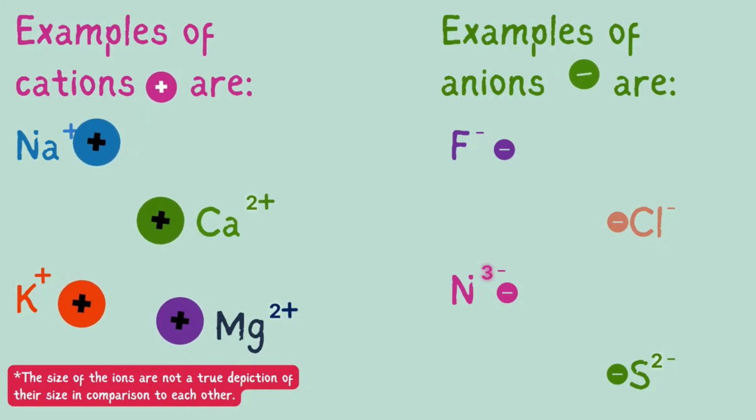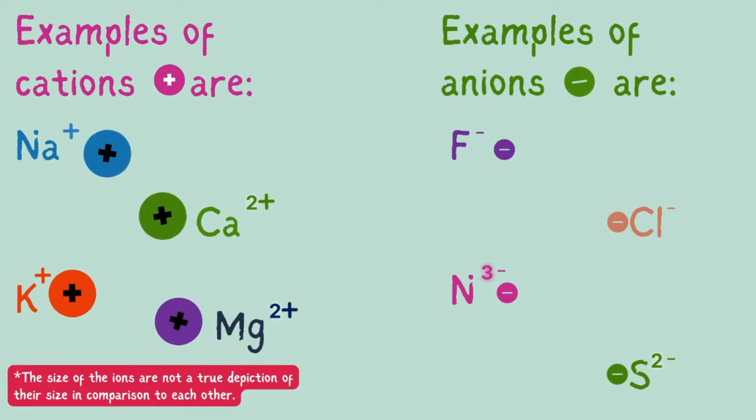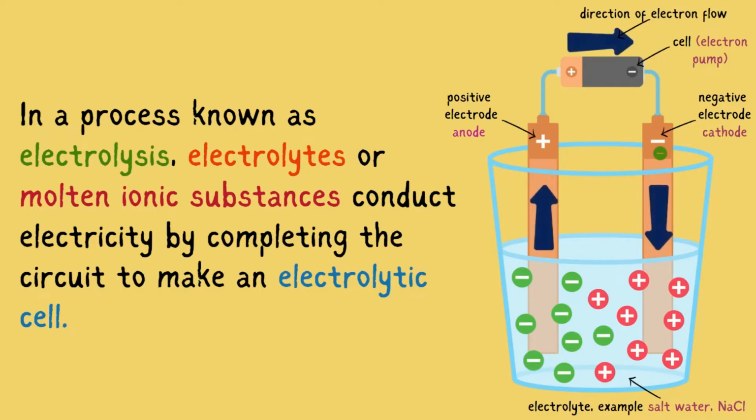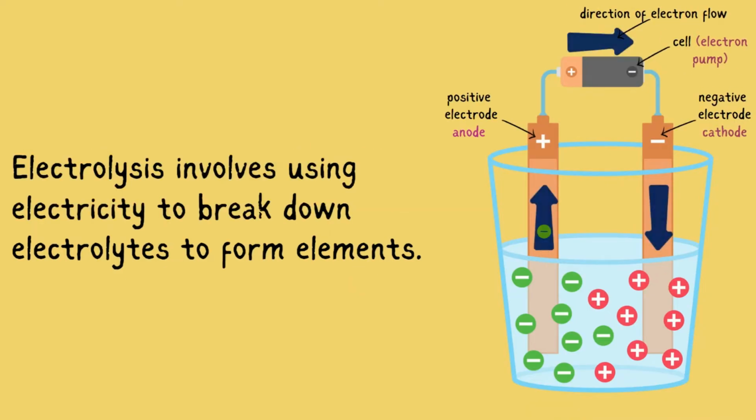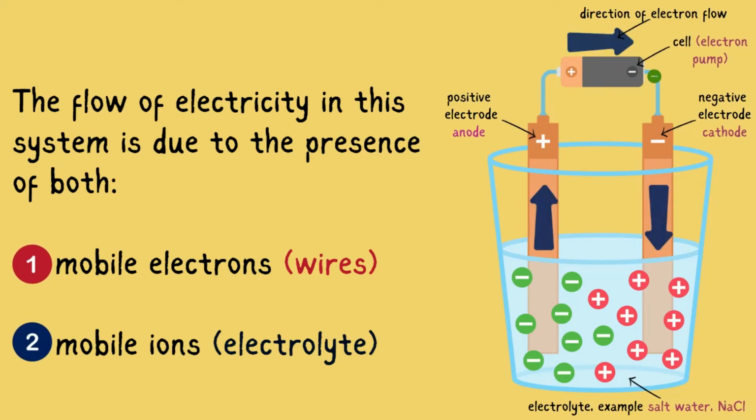Please note that the size of the ions are not a true depiction of their size in comparison to each other. In a process known as electrolysis, electrolytes or molten ionic substances conduct electricity by completing the circuit to make an electrolytic cell. Electrolysis involves using electricity to break down electrolytes to form elements. The flow of electricity in this system is due to the presence of both mobile electrons that you find in the wires and mobile ions that are present in the electrolyte.